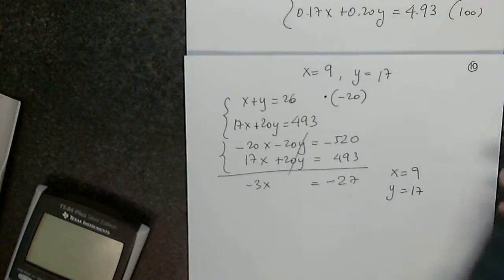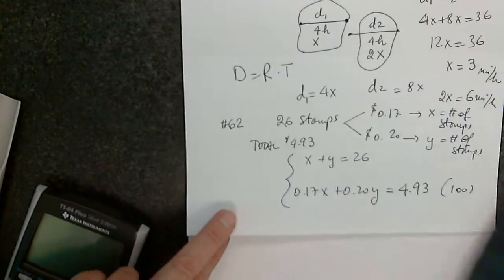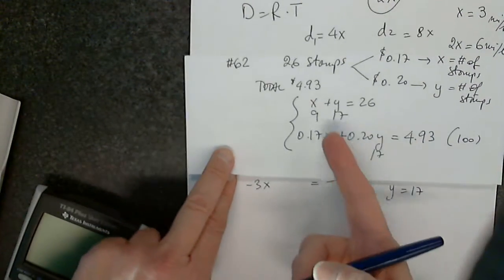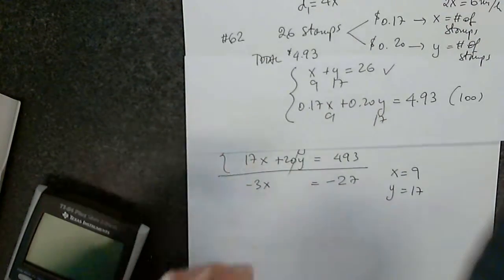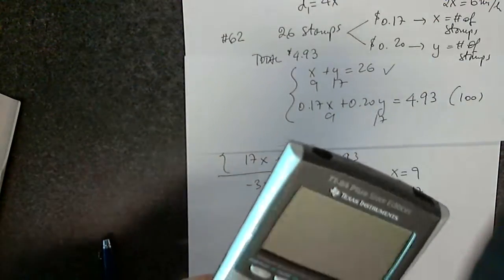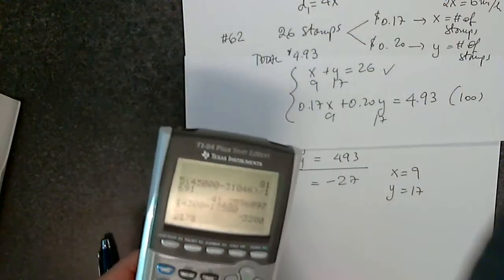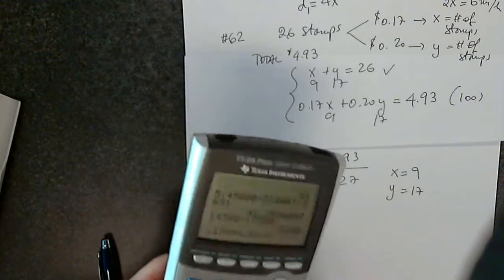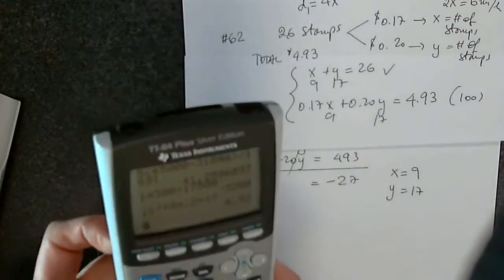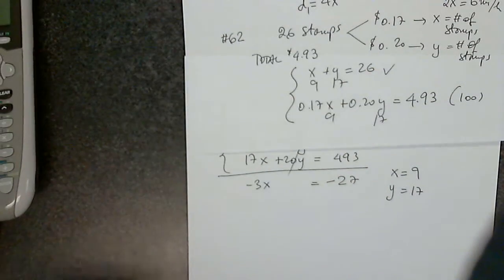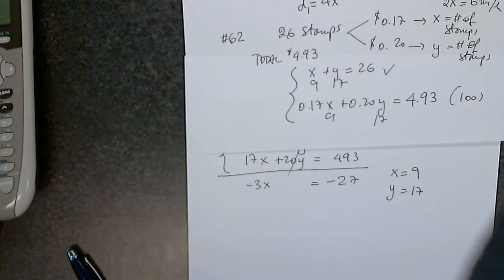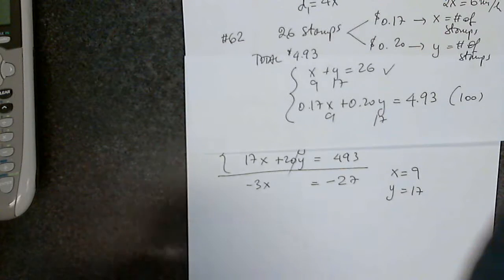26 minus 9 is 17 indeed. So y equals 17. I don't trust it. I go back. I replace 9 and 17. And I don't have to do this for the first one because that's clear. It's 26. But I have to check the second one just to make sure it has to work. 0.17 multiplied by 9, and then plus 0.2 multiplied by 17. And I got 4.93 and I'm done. Any questions? Okay.